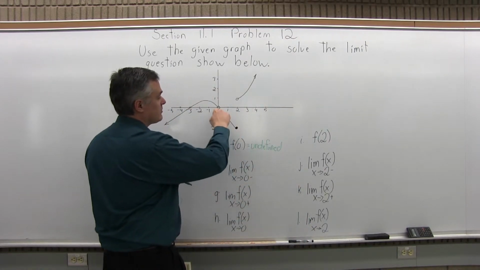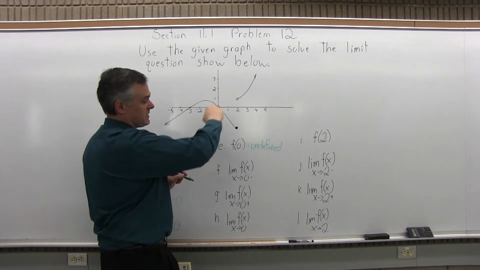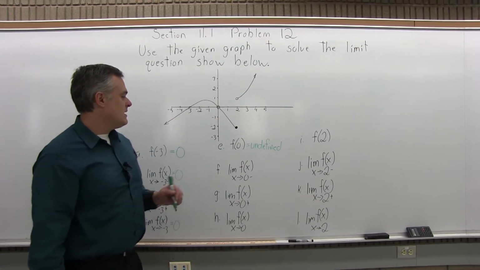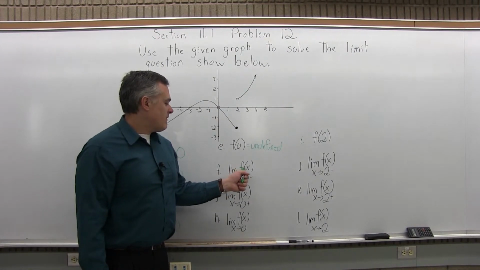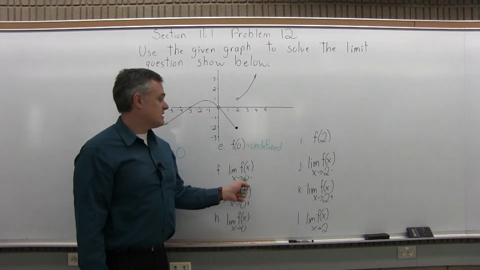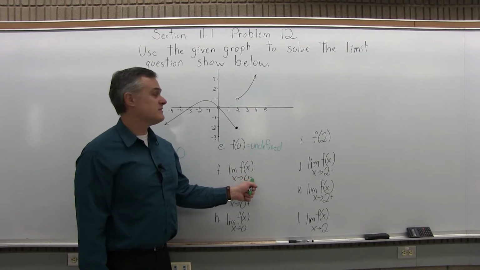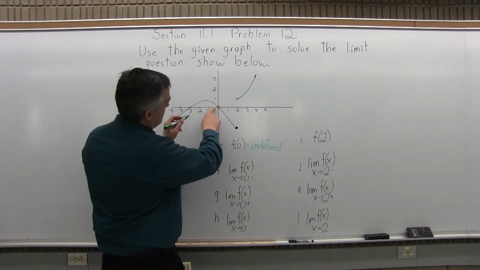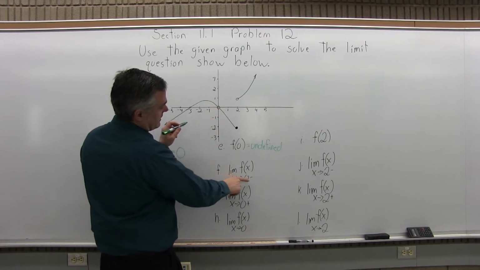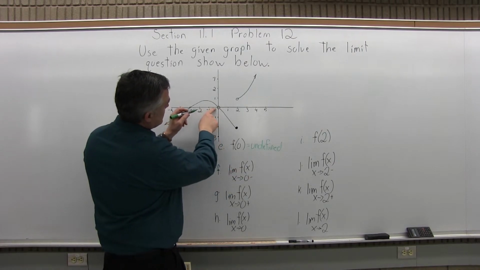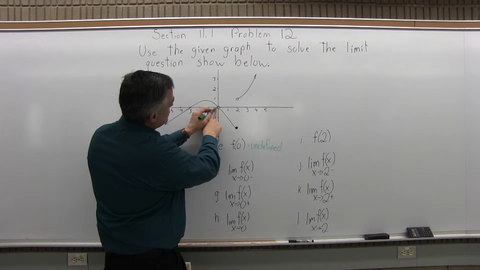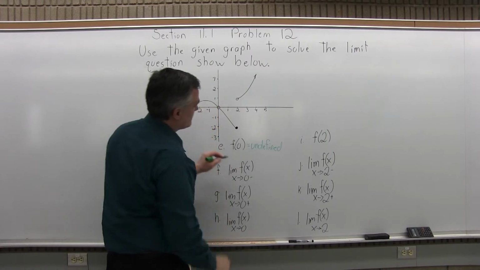You do not have an output when you use an input of 0 at this point because of that open circle. Now the limit of f of x as x approaches 0 from the small side, the negative side, that height is 0. The value of the left-handed limit is 0. So as I have input values just to the left of x is 0, the height is coming closer, closer, closer to a height of 0.